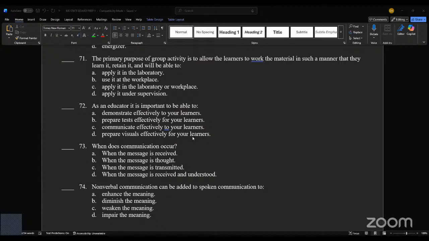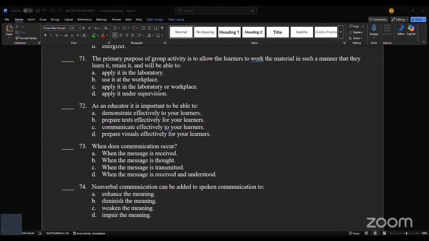73, when does communication occur? Okay? When a message is received, message is thought, message is transmitted, message is received and understood. Okay? That's when we got communication. Okay, I'm hearing you and I understand.